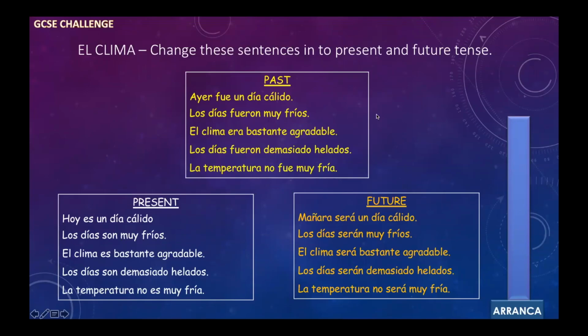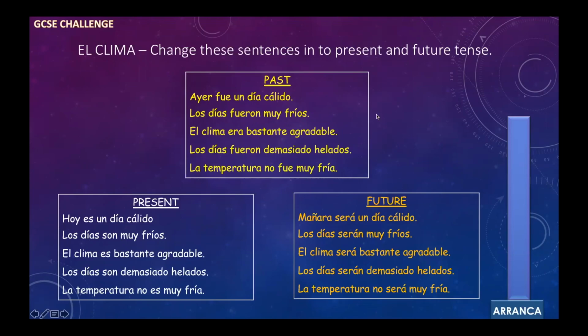Now, you will come across these sentences at some point during your GCSE exams. And also, you'll have to use them when you are doing your speaking exam or you're writing your essay.